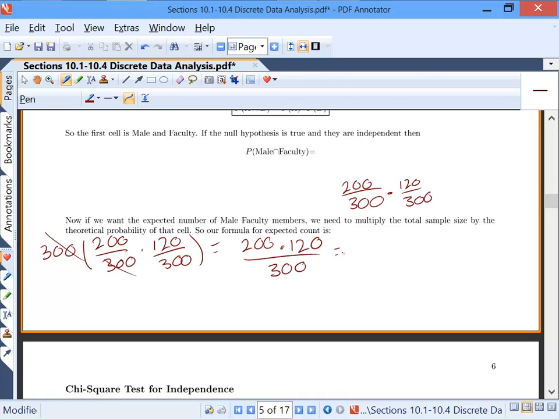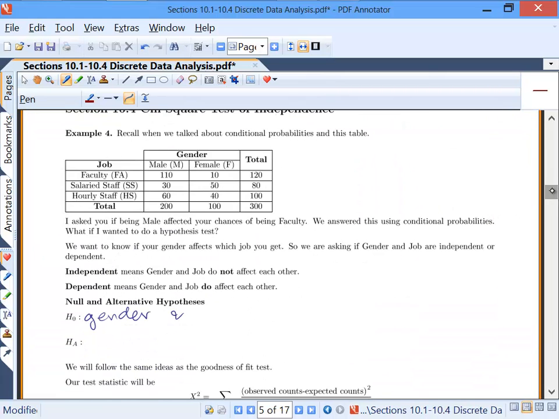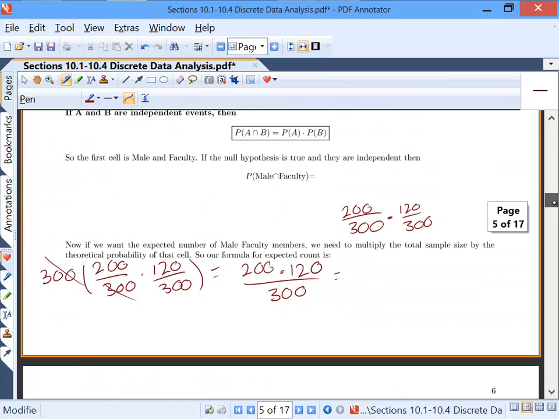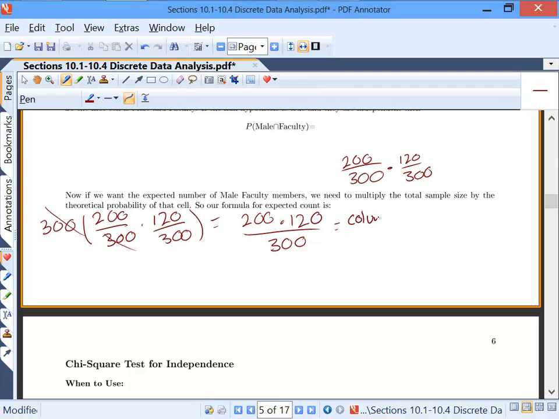And we can go back up and look at that table and see where we pulled these values. So this 200, that was a column total. So I was interested in the expected count for this cell. So 200 is the column total, 120 is the row total, and 300 is the overall total. So what we can do is we can make a formula that works every time, and it was just our column total times our row total divided by the overall total.